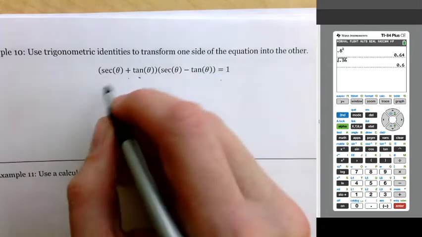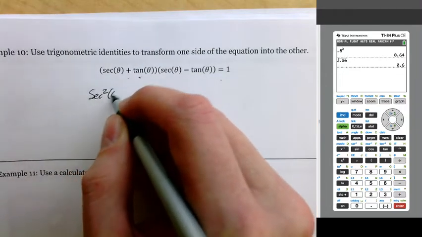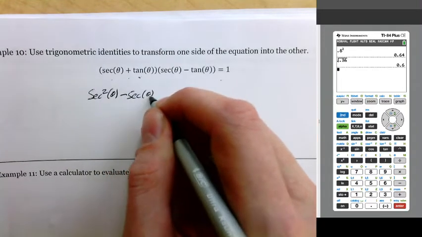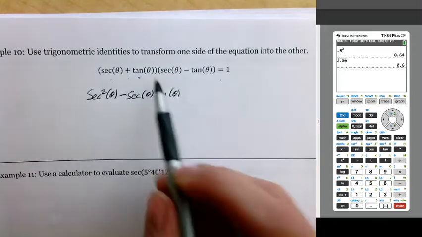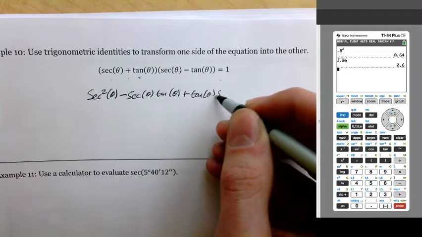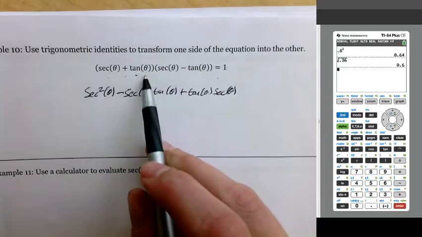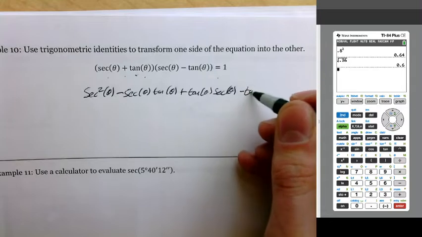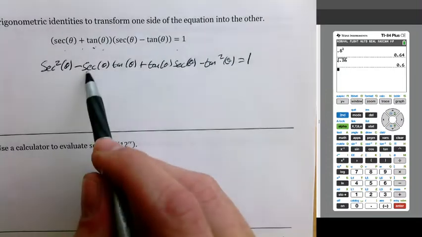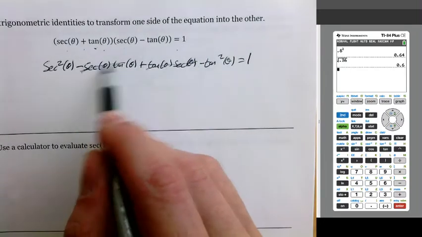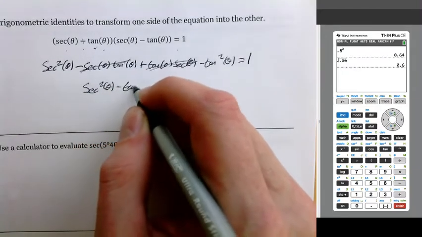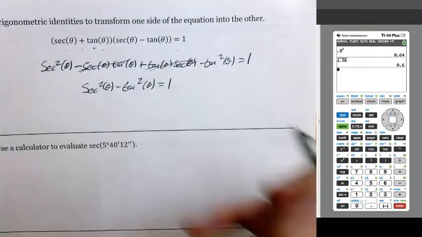So when I distribute these, secant times secant is secant squared of theta. Secant times negative tangent is minus secant theta tangent theta. Tangent times secant is plus tangent theta secant theta. And tangent theta times negative tangent theta is minus tangent squared theta. Okay, so now these guys are like terms. They're minus 1 and positive 1, so they cancel. So I get secant squared theta minus tangent squared theta equals 1.